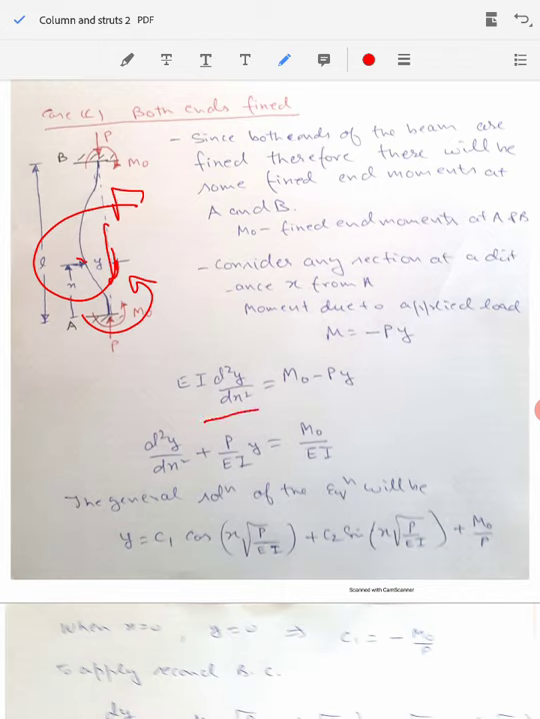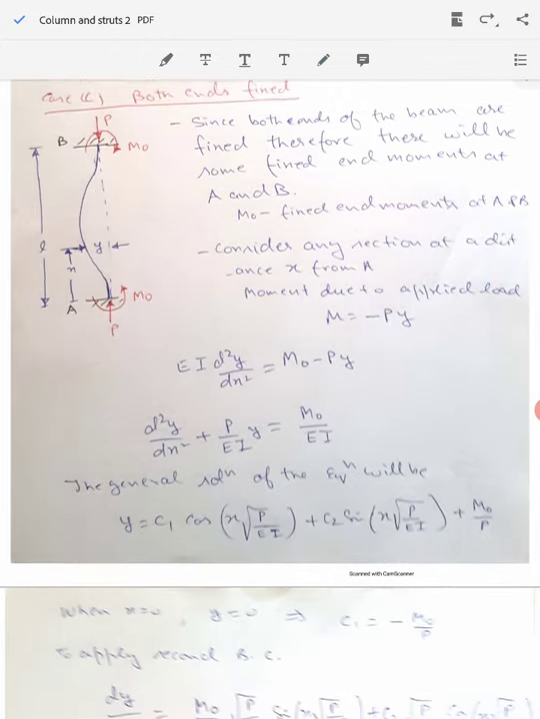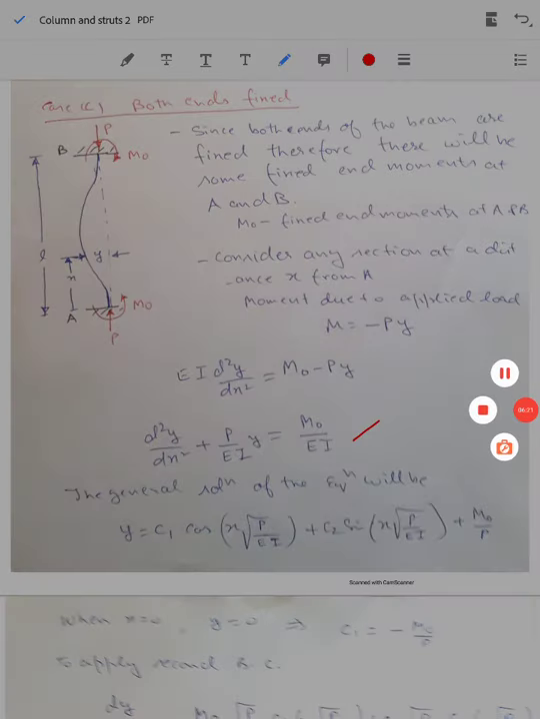So that's why our formula for the deflection equation will be EI d square y by dx square equals M0 minus P y. They both are in opposite direction to each other. As I told you, M0 is here, the fixing moment. Now we simplify this equation, and when we simplify it, it becomes d square y by dx square plus P by EI into y equal to M0 divided by EI.